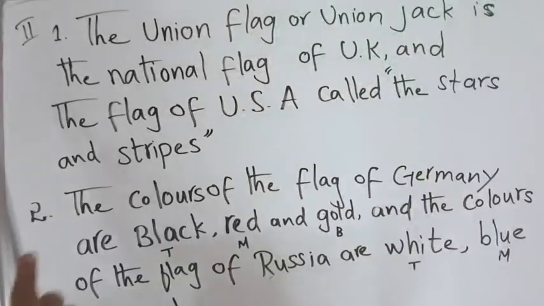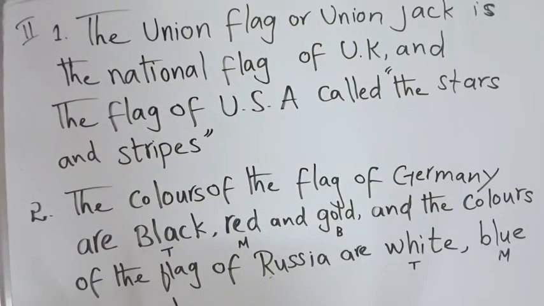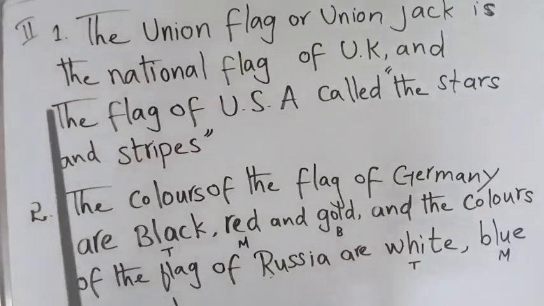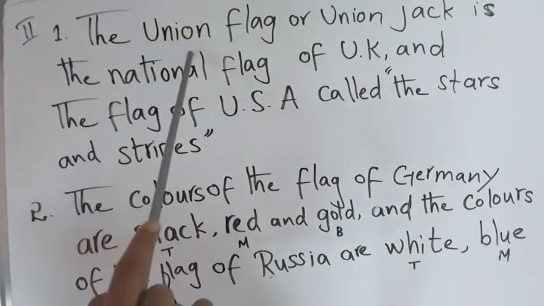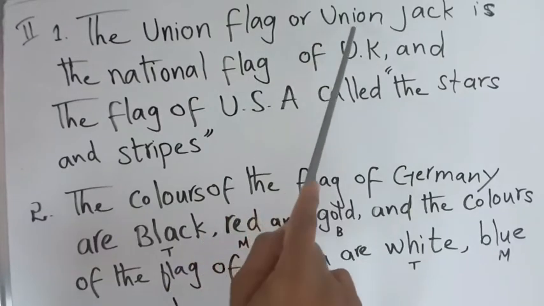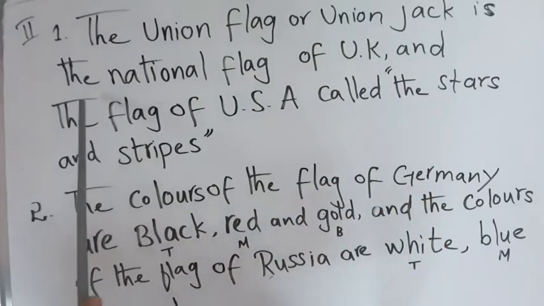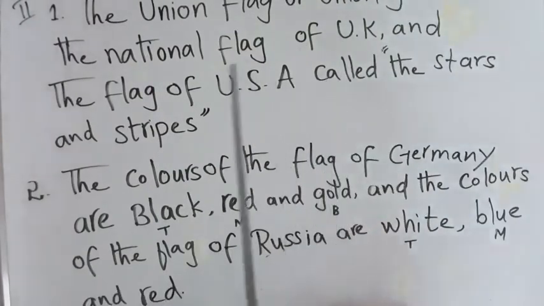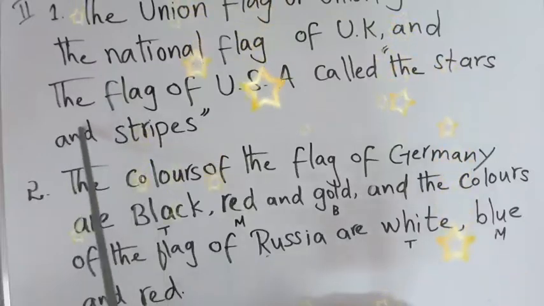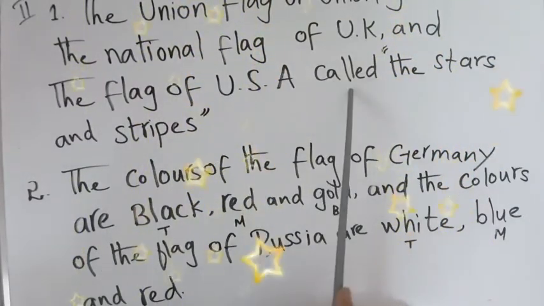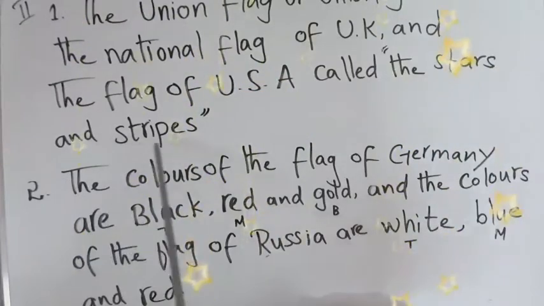Exercise number 2, answer the following questions. The first question is, what is the flag of the UK called? And what is the flag of USA called? I have written separate answers. The first one is the Union flag, or the Union Jack, which is called the national flag of the United Kingdom. And the flag of the USA is called the Stars and Stripes.